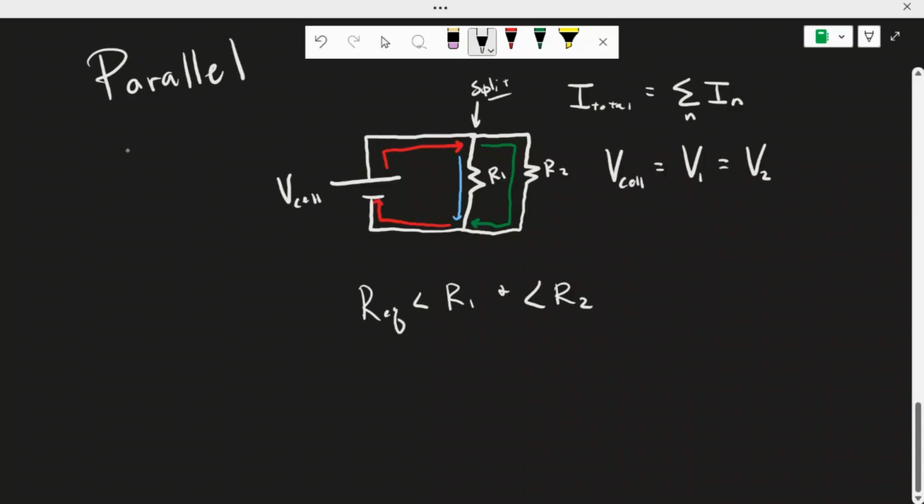Right? It doesn't matter if R1 is less than R2, but R equivalent needs to be less than either of them. It needs to be less than the minimum between them. So let's figure out what that is.